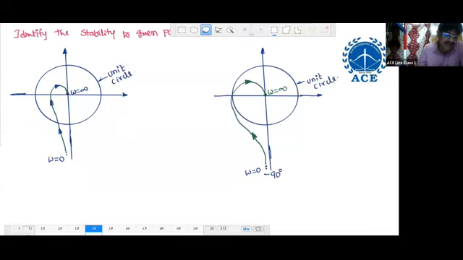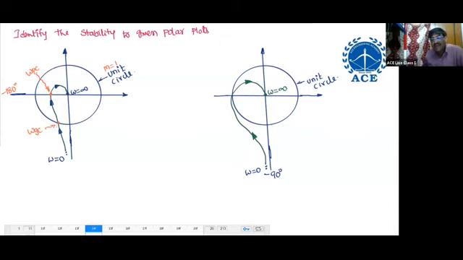See, the frequency at which the phase angle is minus 180 degrees is called phase crossover frequency. This one. Next, the frequency at which unit circle means magnitude 1, the frequency at which magnitude is equal to 1, is called gain crossover frequency, omega GC. Which is greater, omega GC or omega PC?